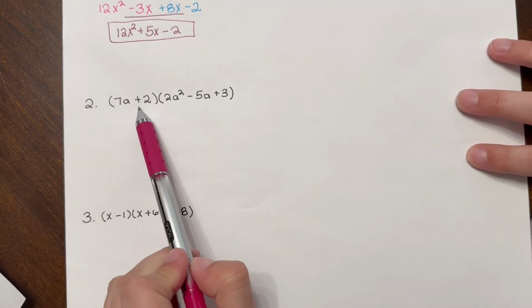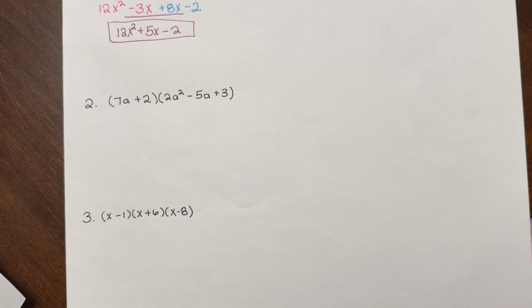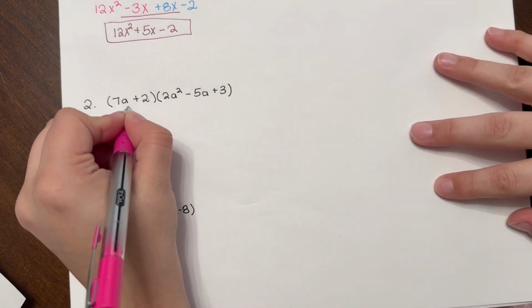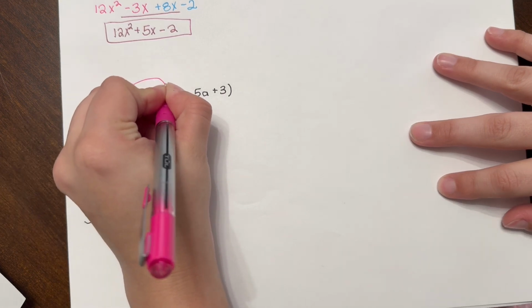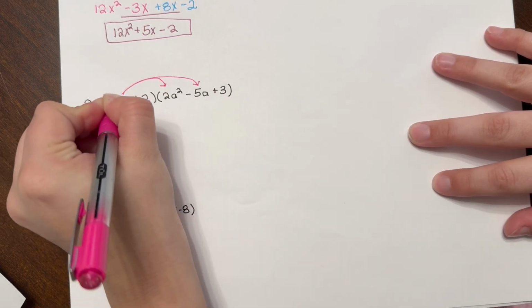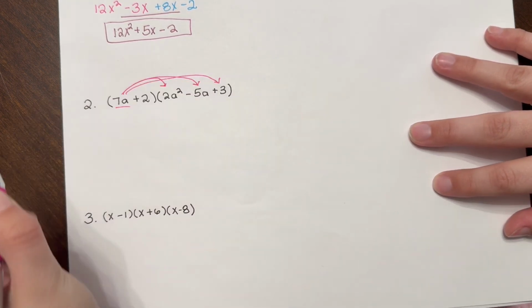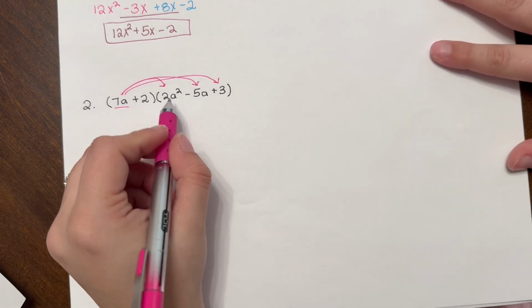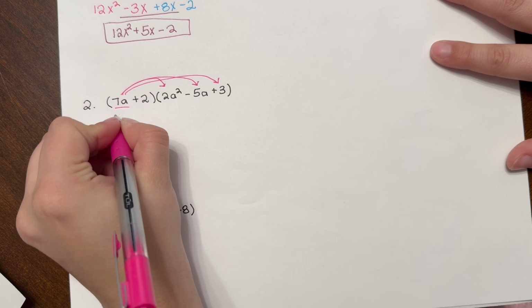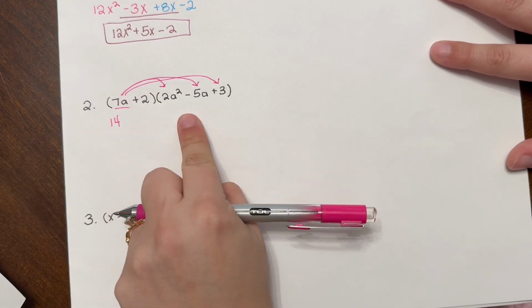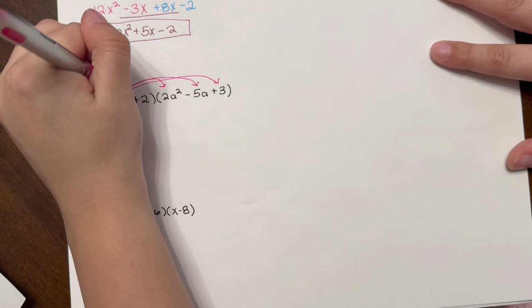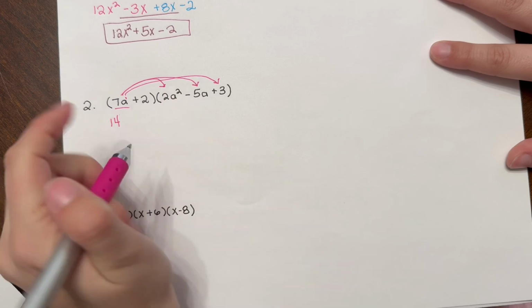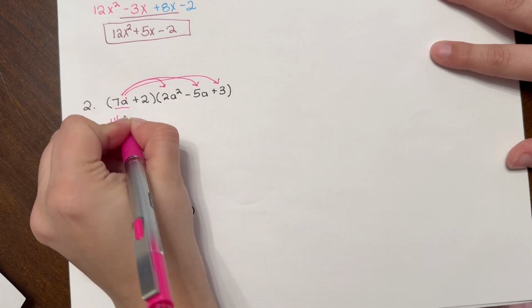Here, we have a binomial times a trinomial. Same exact process, okay? So starting with our first term, we have 7a. We're going to distribute that to everything in the second set of parentheses. So 7a times 2a. 7 times 2 gives us 14. A times a squared, remember there's an imaginary 1 for that exponent. 1 plus 2 is 3, so a to the third.